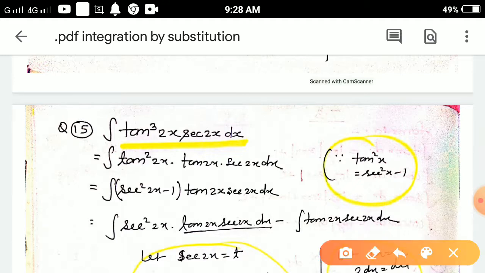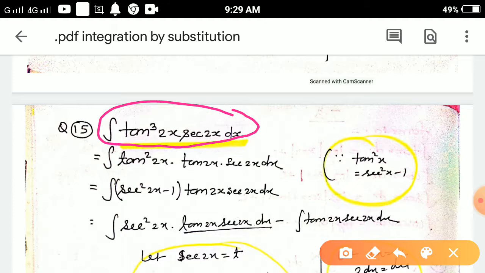We are given question number 15: integration of tan cube 2x sec 2x dx. We have to integrate this. To solve this question, first of all, we break the power of tan cube 2x. We write tan square 2x into tan 2x into sec 2x dx.